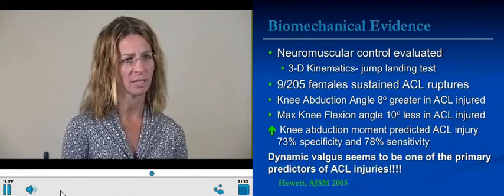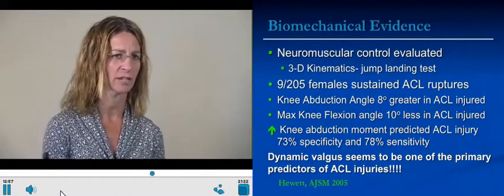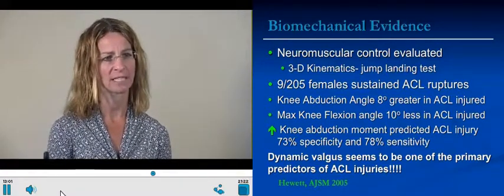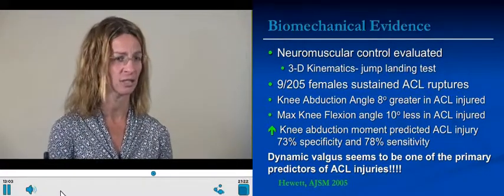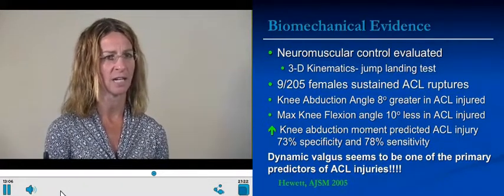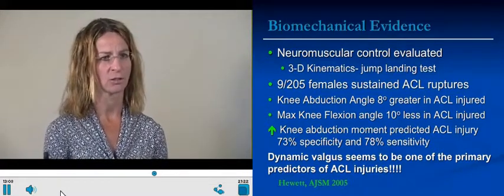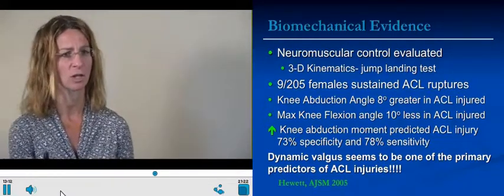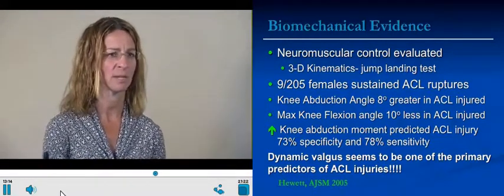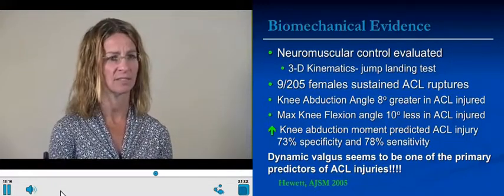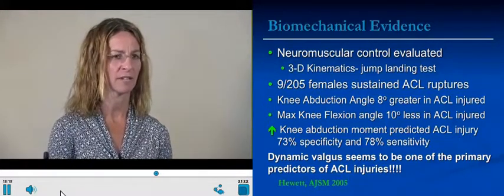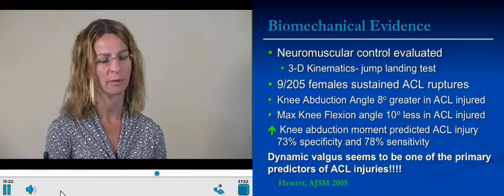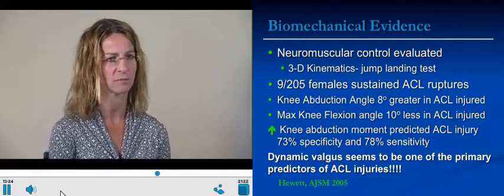And they noticed that knee abduction angle was 8% greater in the ACL injured, and max knee flexion angle was 10% less, so that straight leg again in the injured. So again, the knee abduction moment actually predicted ACL injury in this cohort with 73% specificity and 78% sensitivity. So this dynamic valgus, or straight leg, in addition, seems to be one of the primary predictors of ACL injuries.